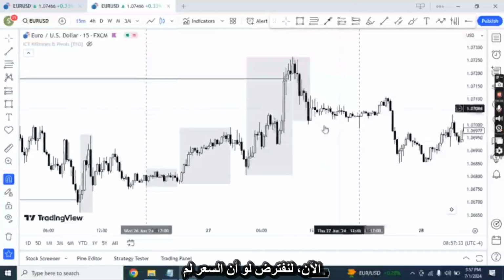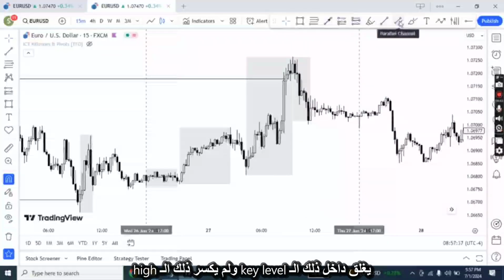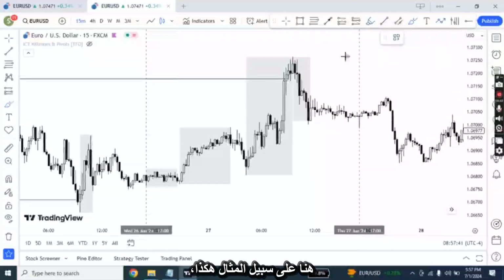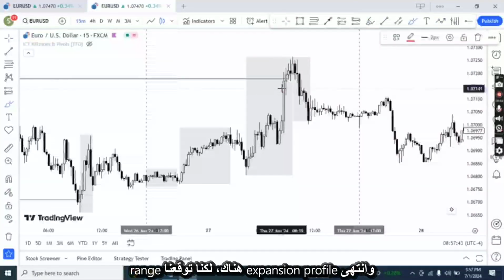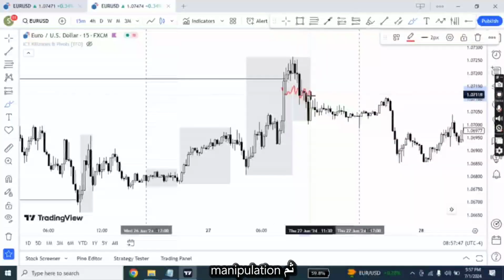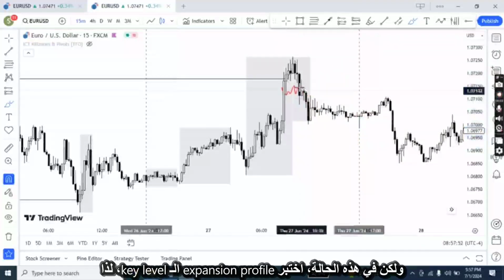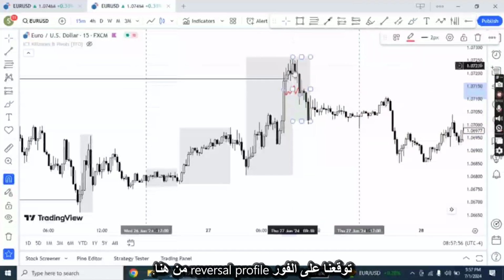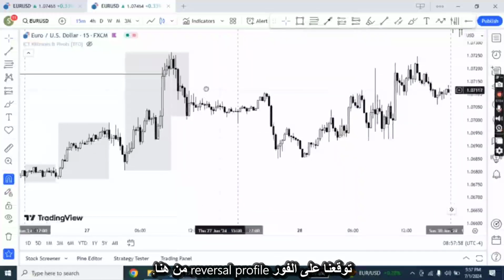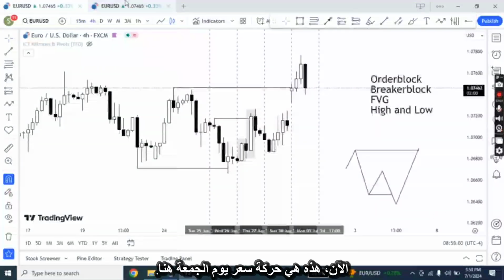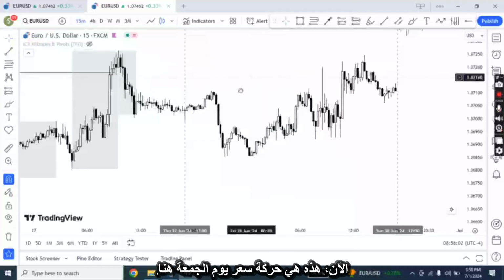Now, let's say if price hadn't closed inside that key level and hadn't taken out that high right here, for example like this, and the expansion profile had ended there, then we would have expected a range and then a manipulation and then an expansion down. But in this case the expansion profile tested the key level, so we straight away expected a reversal profile from here, right? Now this is Friday's price action right here.